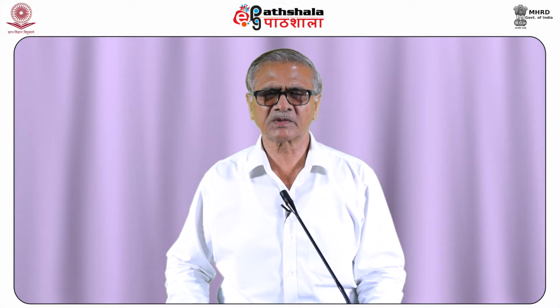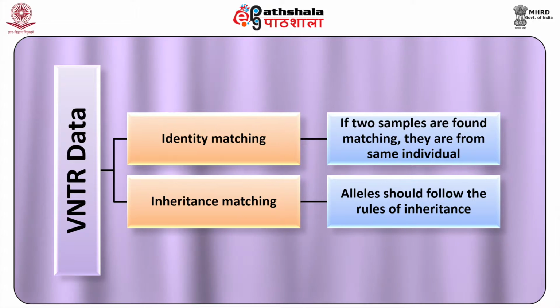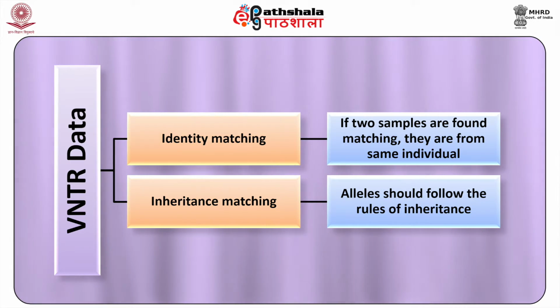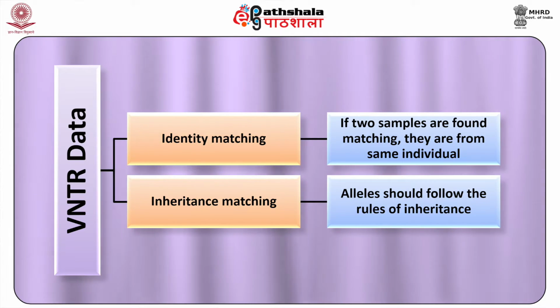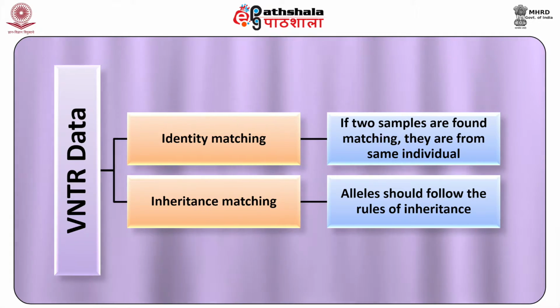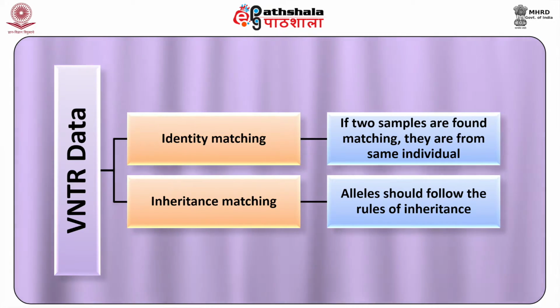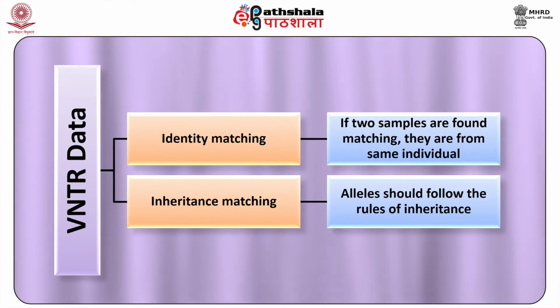They serve as an important source of genetic markers used for RFLP. Due to high variability of VNTRs, the band produced by them using gel electrophoresis or Southern blotting is unique to every individual. During analysis of VNTR data, two basic principles are used: identity matching and inheritance matching. For identity matching, if two samples are found matching, they are from the same individual. In inheritance matching, the allele should follow the rule of inheritance.